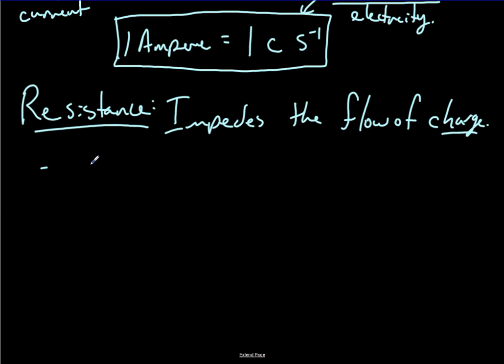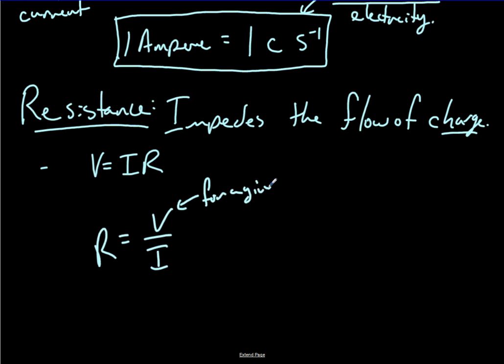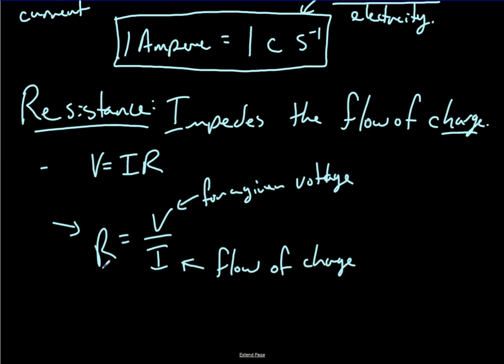I often like to write it like this. To me, it's easier to remember, but I guess this is the proper way to do it. The way I like to think about it is, for a given voltage, for a given potential, you get some flow of charge, and that's regulated by the resistance.